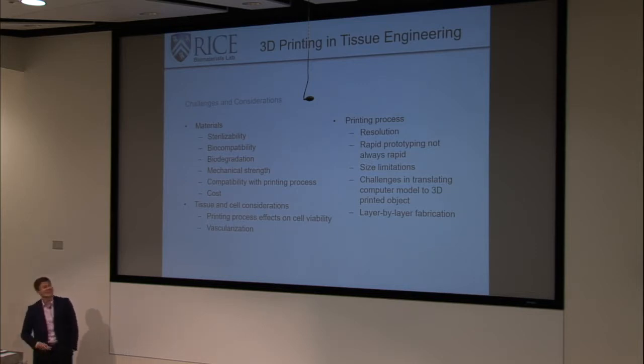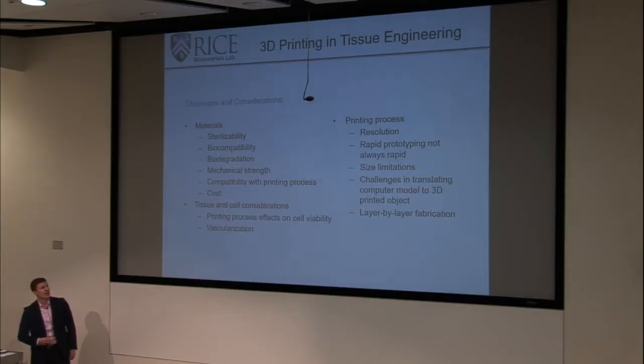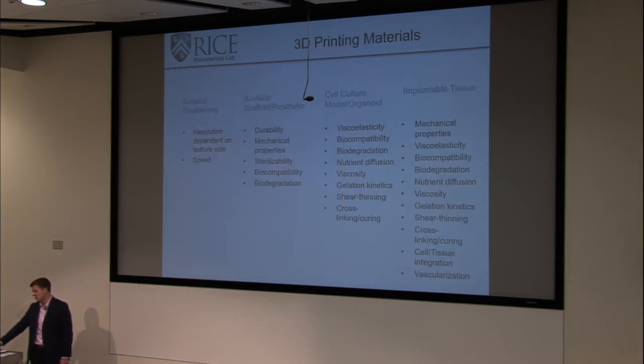The printing process itself, you'll see there's no perfect printing process, and so what I'm hoping to do today is we can talk about things like resolution, as well as size limitations, challenges in translating our computer models to the 3D printer itself, and some of the considerations when we're talking about layer by layer fabrication and how that affects the homogeneity of our 3D printed tissues or prototypes. So again, as we go from some of those topics that we introduced earlier, our concerns and challenges drastically increase.